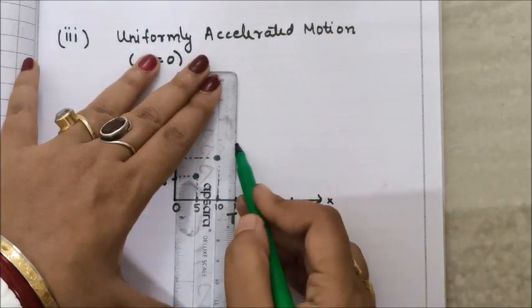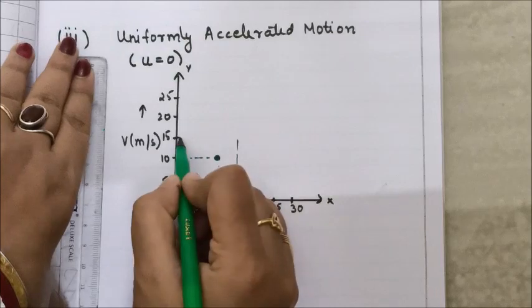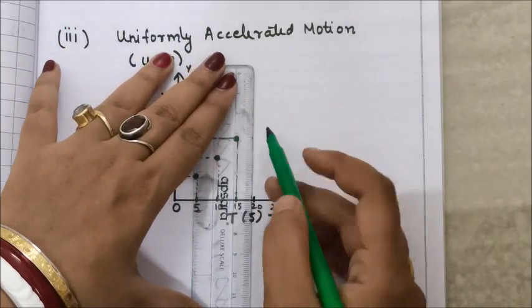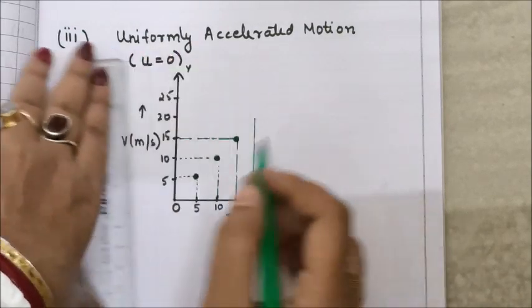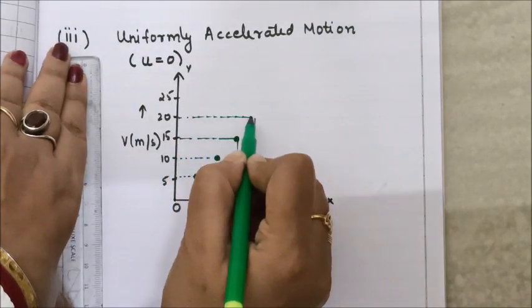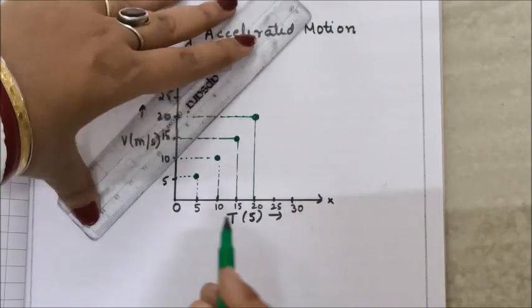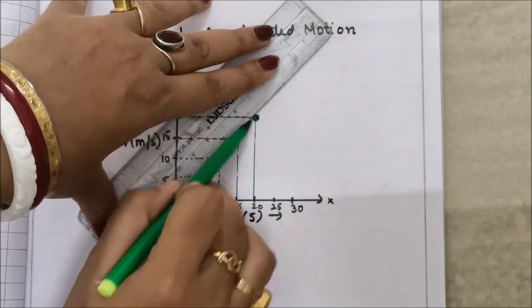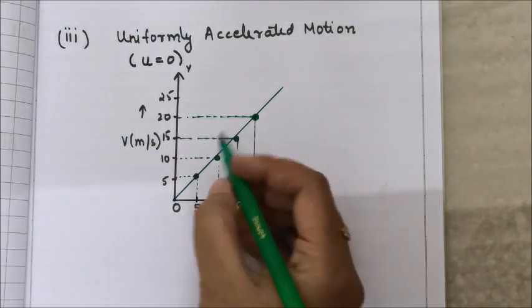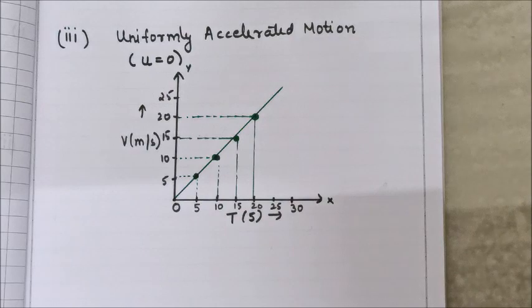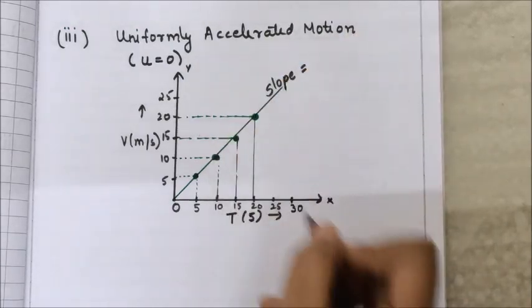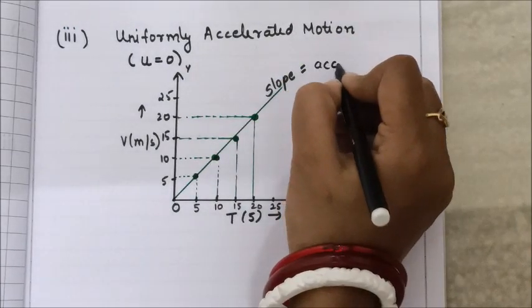In 15 seconds it increased its velocity by another 5 meter per second, so it reached 15 meter per second. And in 20 seconds, again increasing by 5 meter per second, it reached over here. So we see that we get a straight line by joining all these points together on the graph. Here the slope of the graph tells me about the acceleration.